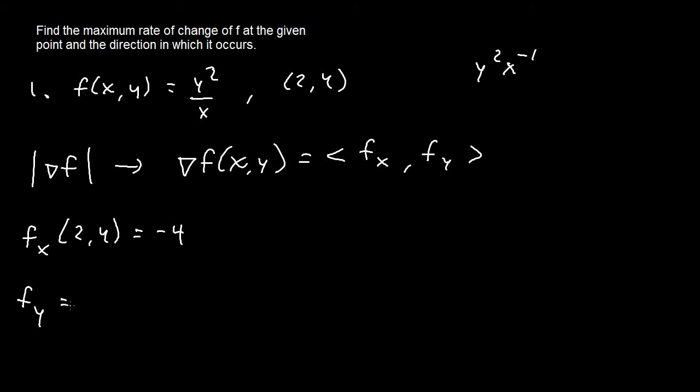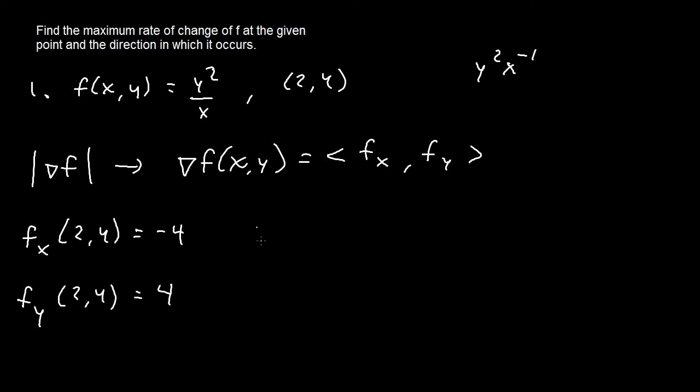So in this case, y is the variable, x is just going to be a constant. So we have 2y over x as the partial derivative. And so let's go ahead and evaluate it at the point 2, 4. And so we'll get 2 times 4, which is 8, over 2, which gives us 4.